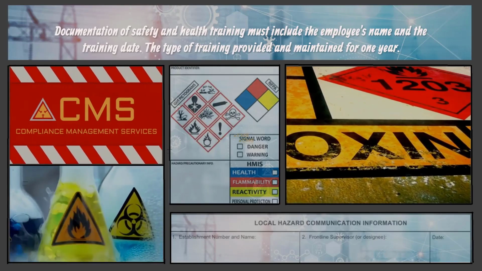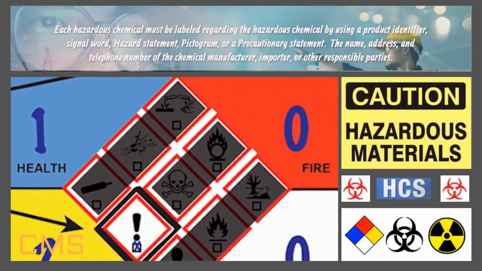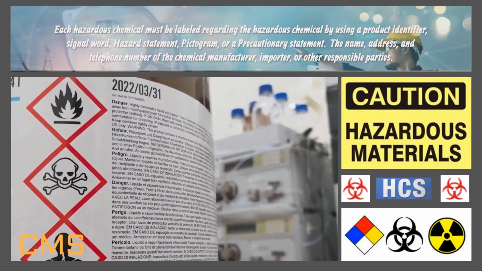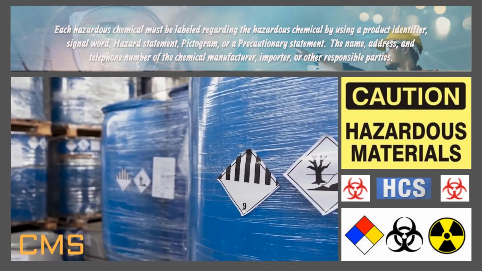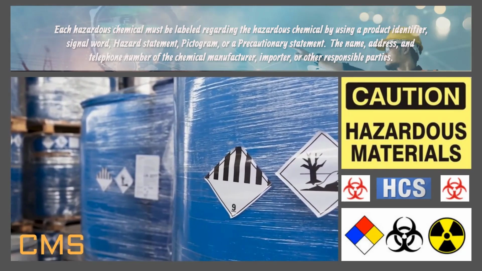Each hazardous chemical must be labeled regarding the hazardous chemical by using a product identifier, signal word, hazard statement, pictogram, or a precautionary statement. The name, address, and telephone number of the chemical manufacturer, importer, or other responsible parties.